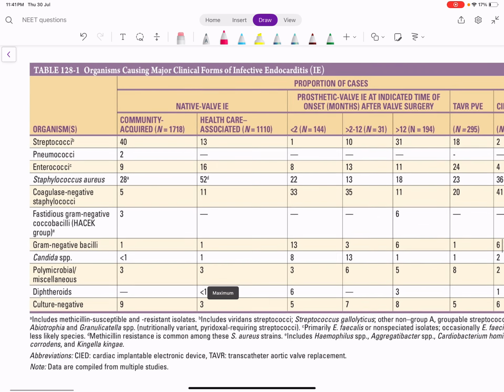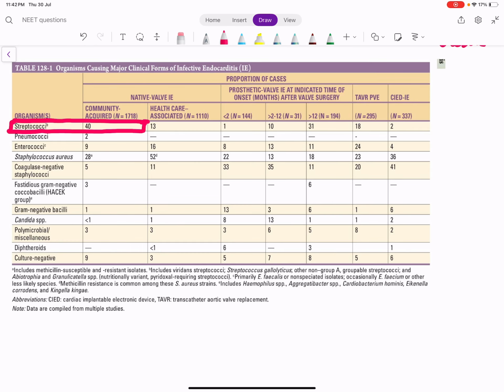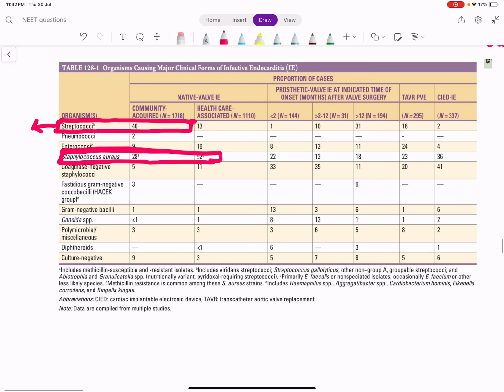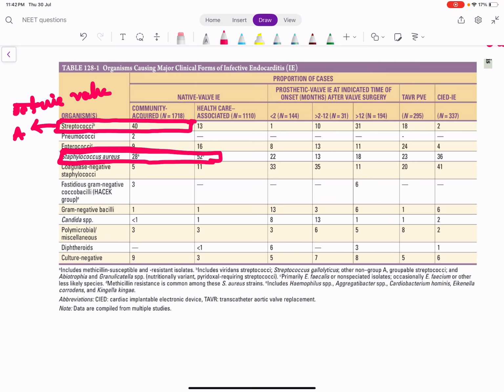So just know the common organisms. Overall, in community acquired, Streptococcus group is the most common. So community acquired native valve endocarditis is usually by Streptococcus. Native valve healthcare associated, as I already told, is by improper sterile technique due to needle insertion. So it is due to Staph aureus. So native valve community acquired is Streptococcus, and native valve healthcare associated is Staphylococcus.